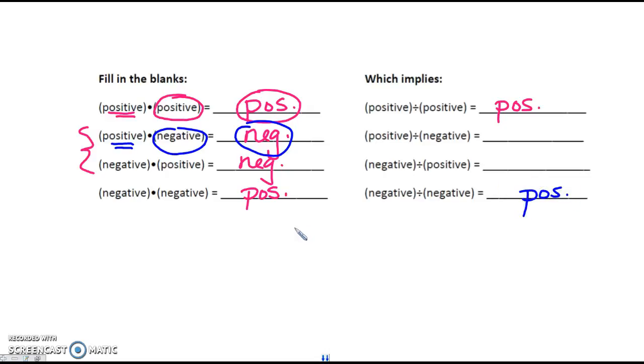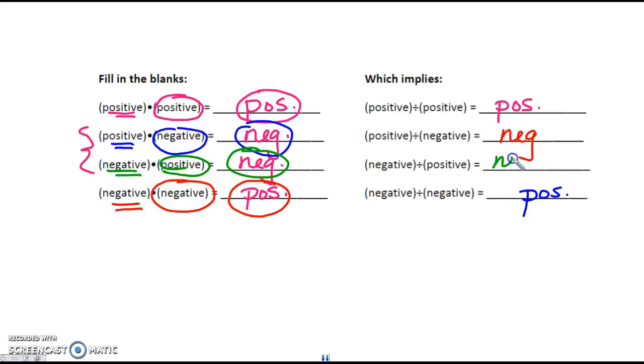Okay. Let's take a positive divided by negative. I'll switch colors here. Positive divided by negative gives us what? Yep, that's negative. Let's take a negative and divide by positive. A negative divided by positive gives us a negative answer. All right?